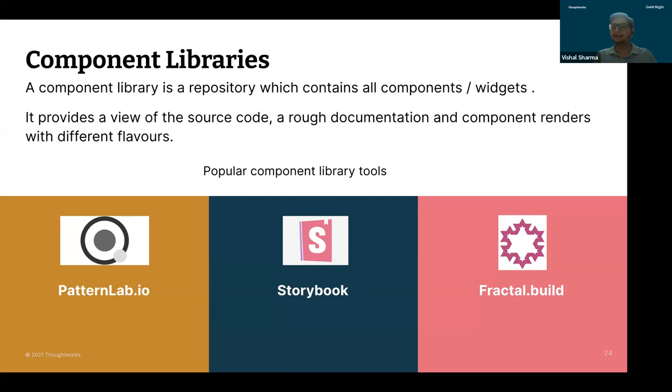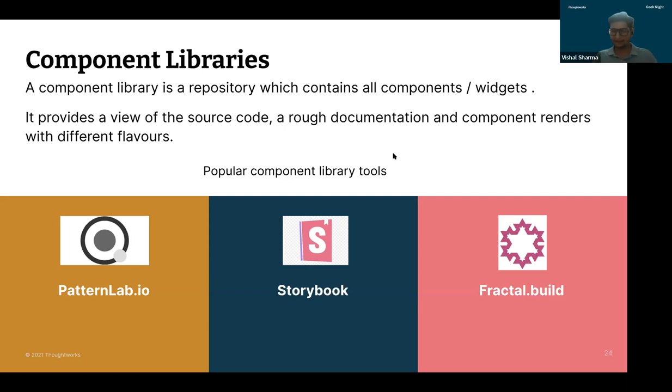But these libraries help you to render just the building blocks, just these atoms, molecules, widgets itself, instead of relying on your functional stories to build this. So that is where all these kinds of component libraries come into the picture, which will give you a view of your source code, your documentation, of course. When you are writing a component, you will directly say which props this component needs to make it work. So that becomes your component documentation for your component library. And what are the different flavors your component renders into?